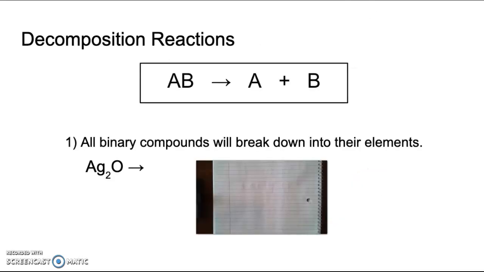The first rule is that all binary compounds will break down into their individual elements. When I say a binary compound, remember that the prefix bi means 2, so these are compounds containing only 2 elements. So they're going to break down into those individual elements. We're going to do one example together, and then I'm going to have you try one on your own. My first example here is silver oxide, Ag2O. I know that it's binary because it only contains silver and oxygen.